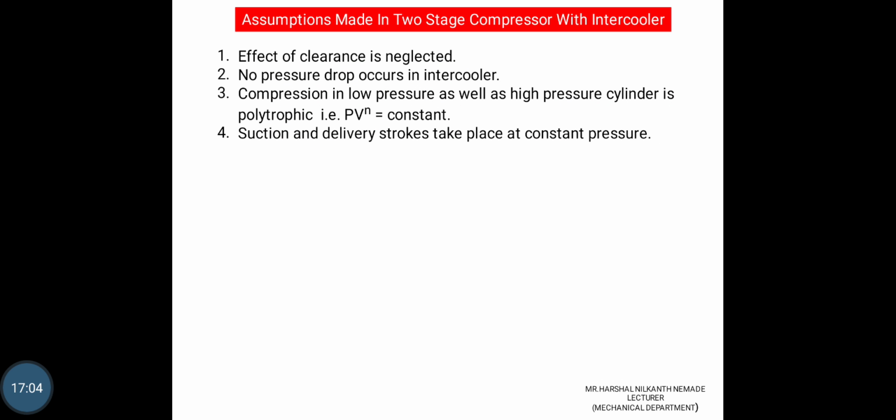Assumptions made in a two-stage air compressor with intercooler: the effect of clearance is neglected, and no pressure drop occurs in the intercooler. Compression in the low pressure as well as the high pressure cylinder is polytropic, that is, PV^n is equal to constant. Suction and delivery strokes take place at constant pressure.